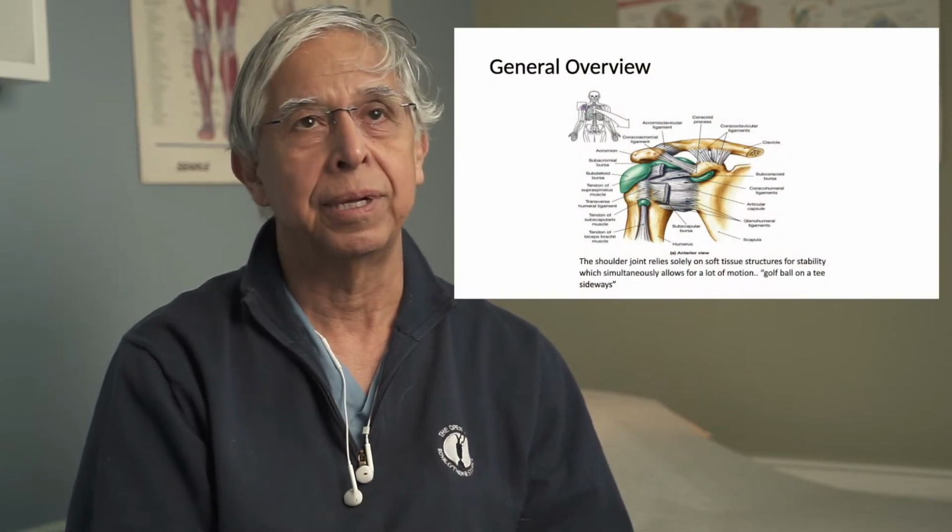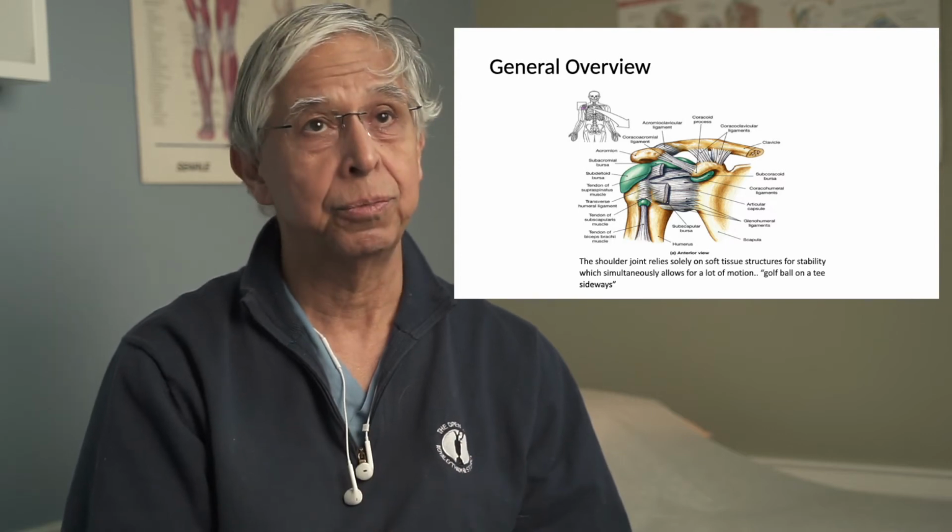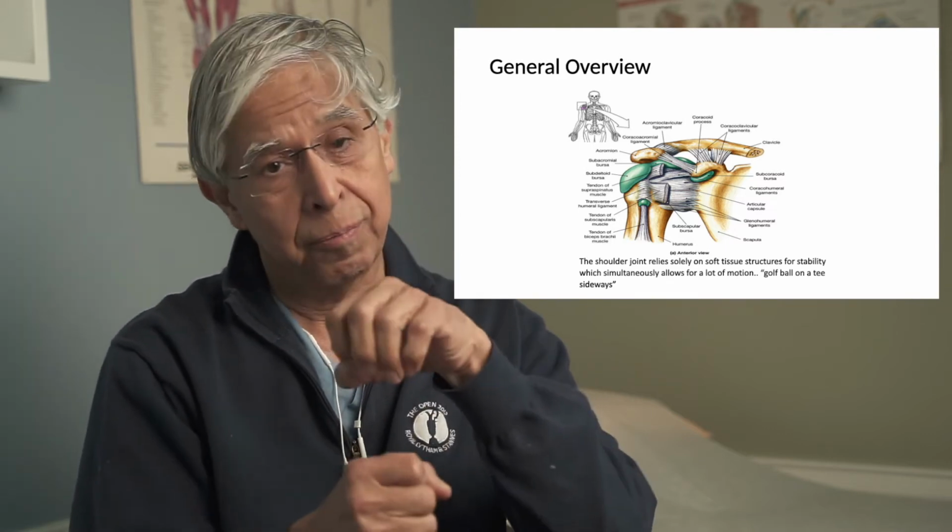We're looking at a slide that shows bony anatomy. So this anatomy has to move. Just think about it as though a golf ball and a tee turned on its side, and it has a lot of freedom of motion. So you need some soft tissue structures to move this shoulder about.